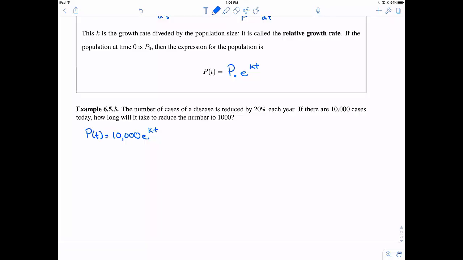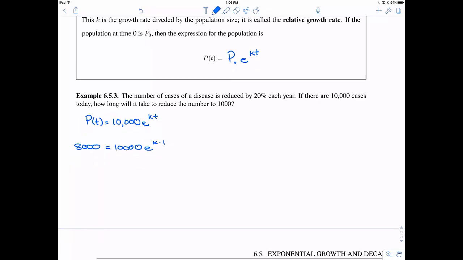Okay, and 1 year later, so let's plug in this information that it reduces by 20% each year. So 1 year later, it should be at 8,000. So 8,000 should be equal to 10,000 e to the k times 1. So t here is going to be in years. Okay, so now I can solve for what is this relative growth rate? What is my k value? So if I divide by 10,000, a lot of stuff cancels out, and we actually just get 8/10, or the same thing as 4/5. And this is my e to the k.